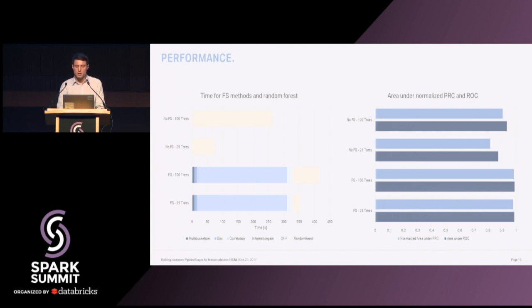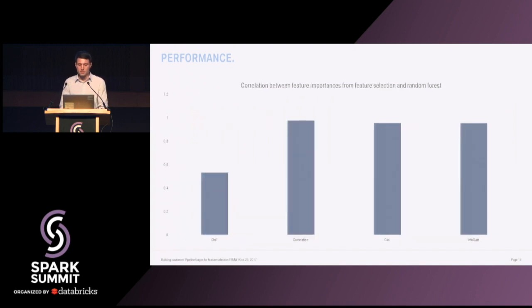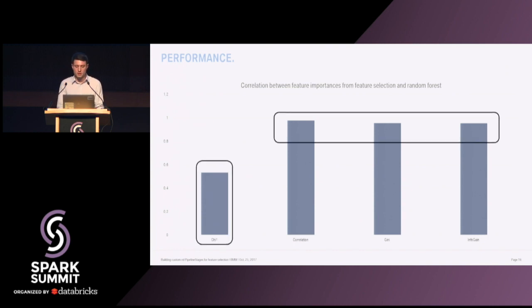So here and here, and so maybe we don't actually need all of those feature selection stages. So we checked what the correlation is between the feature importances calculated by those feature selection stages and the random forest model. We can see that the correlation selector, the Gini selector, and the information gain selector all have a similar correlation with the random forest importances, and we see that the chi-squared selector has a lower correlation.